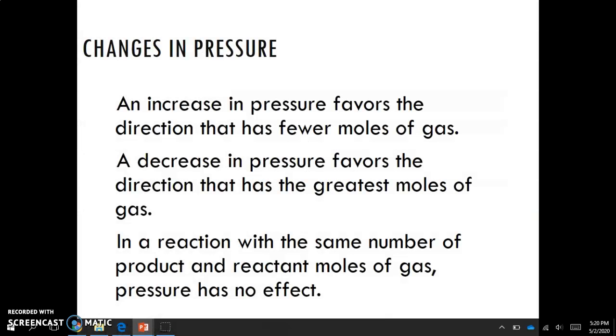Now let's take a look at changes in pressure. So an increase in pressure favors the direction that has fewer moles of gas. So if we see an increase in pressure, that means we're compressing the area. A lot of times we're talking about gas, right? So if you have a gas in a chamber and you increase the pressure, there's less room for it to move around. So it's going to favor the direction that has fewer moles of gas. It's going to want to move to an area where it's a little bit less crowded. A decrease in pressure favors the direction that has the greatest moles of gas. And then in a reaction with the same number of product and reactant moles of gas, pressure has no effect because you're in equilibrium, okay?